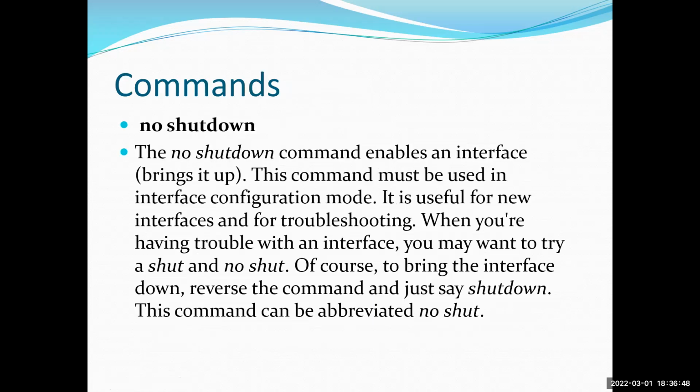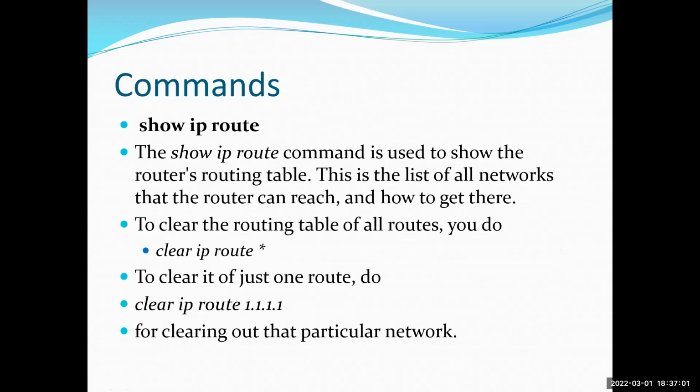And then you have things like no shutdown. The no shutdown command enables an interface, basically brings it up. It is useful for new interfaces and for troubleshooting. Show IP route, so this I need to talk about, the routes. This command is used to show the router's routing table. This is the list of all networks that the router can reach and how to get there. So you can see some commands here.